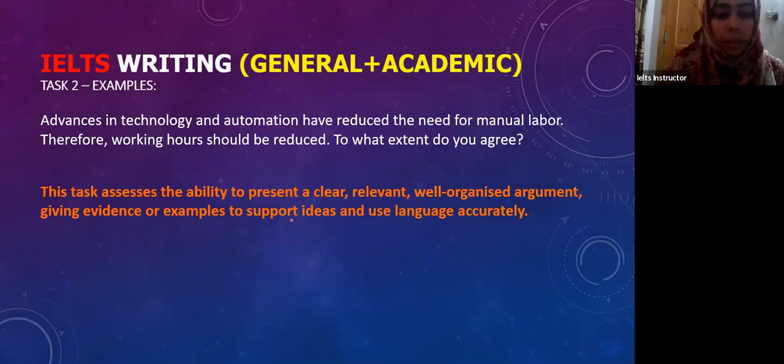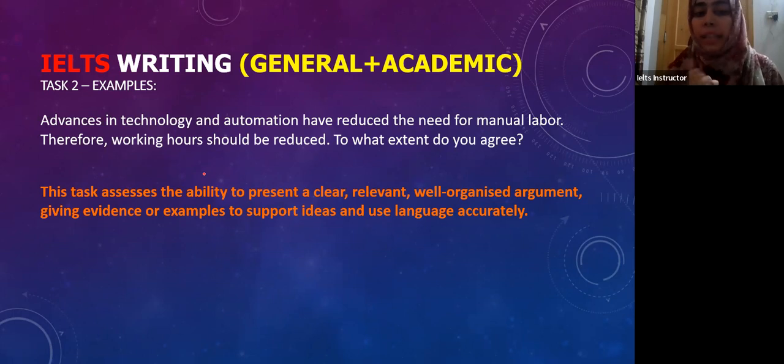Let's see an example. Advances in technology and automation have reduced the need for manual labor. Okay, they have stated a certain thing. Therefore, working hours should be reduced. Okay, they have said a clause or an argument related to that first sentence they said. Okay, so to what extent do you agree? Now they have asked for your opinion.